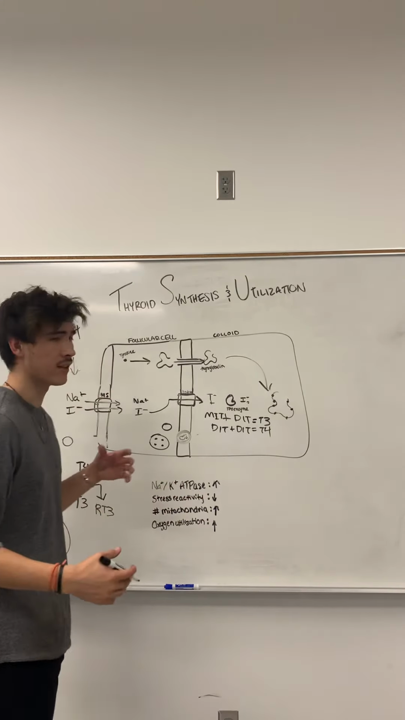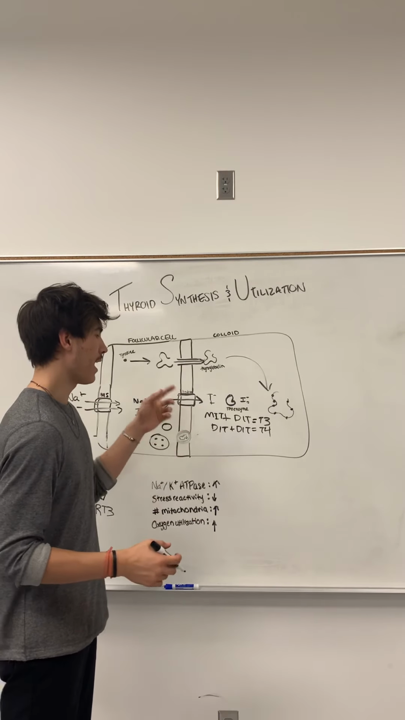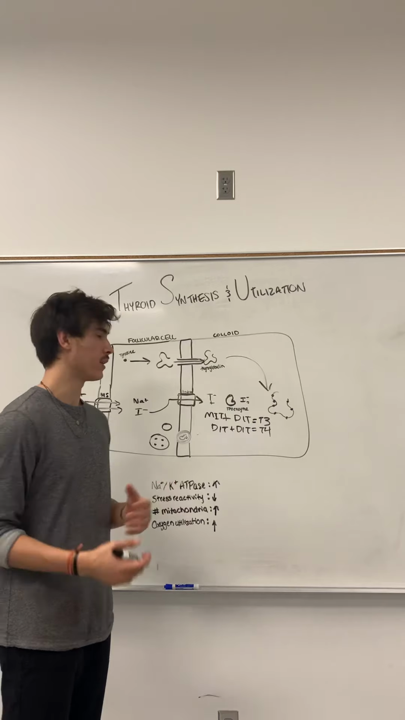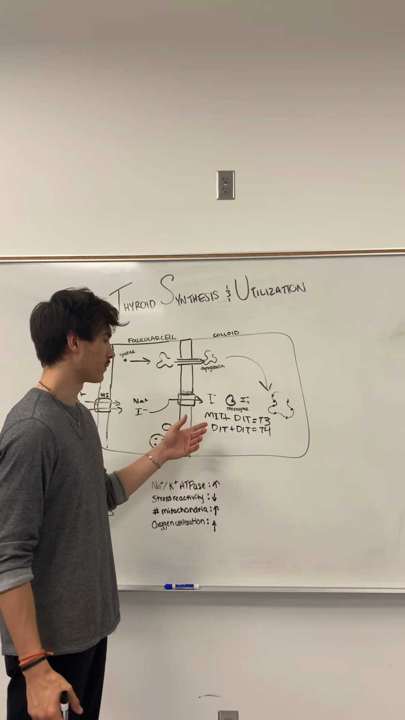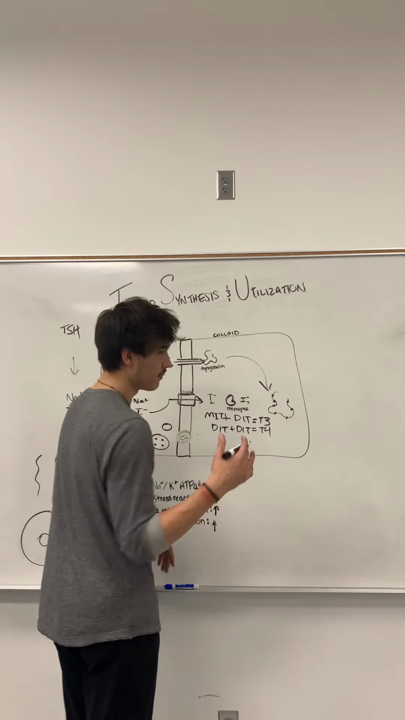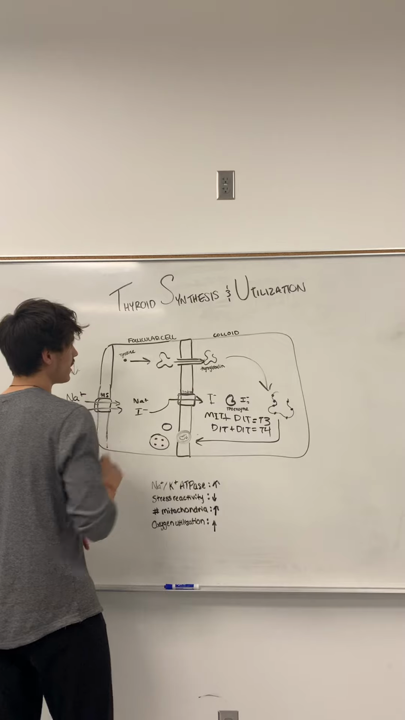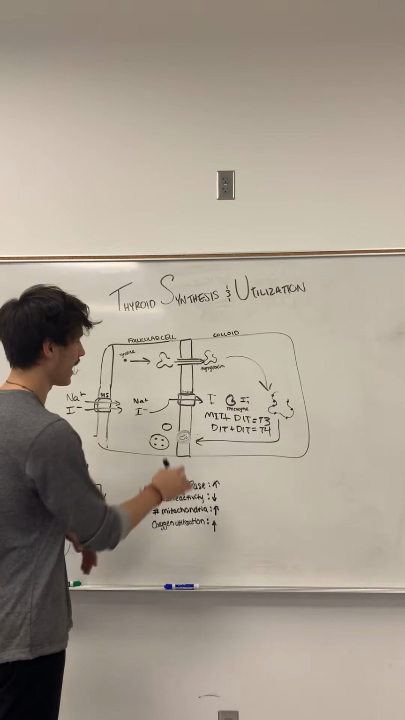And then something that's also really cool is going to happen, called coupling. We're going to be able to combine MIT and DIT to create pre-T3, and we're going to be able to combine DIT and DIT to create pre-T4. Now, keep in mind it's called pre-T3 and T4, so this is going to be brought over from our colloid and exocytosed into our follicular cell through an endosome.